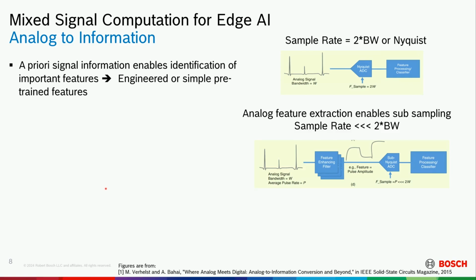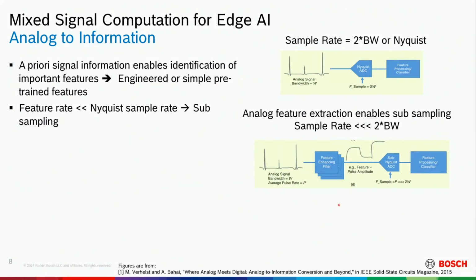So the interesting part of analog to information is that if a lot of work has been done up front and you know what your signals look like, you can engineer or identify pre-trained features that you want to extract from the signal. For instance, in these graphs right here, you may just want to capture the peak of the signal. In that case, your feature rate, the bandwidth, may be much less than what you actually need to sample the actual signal. And so this is already an advantage.